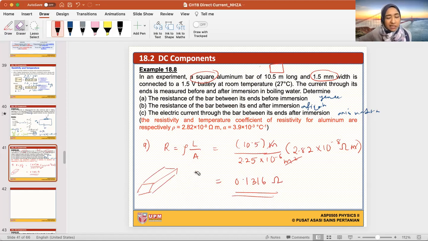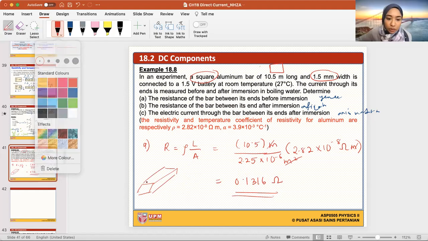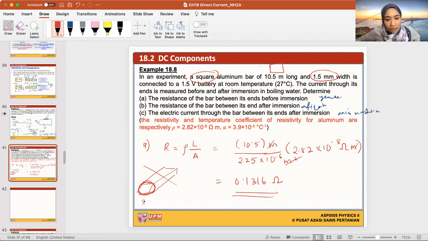Umar, rasa gambar ni macam mana patutnya? Just like yours, doctor. But I don't know which area to calculate. Okay, so the area is always the cross section. When we cut something, that is the cross section. So the area is the square part over here. That's why they mentioned the word square.